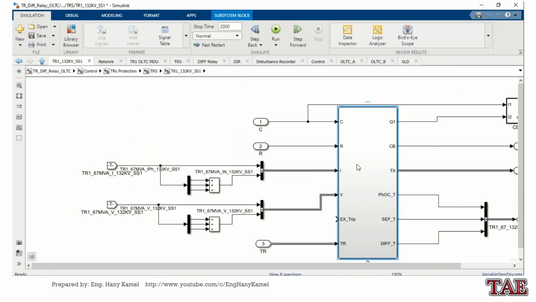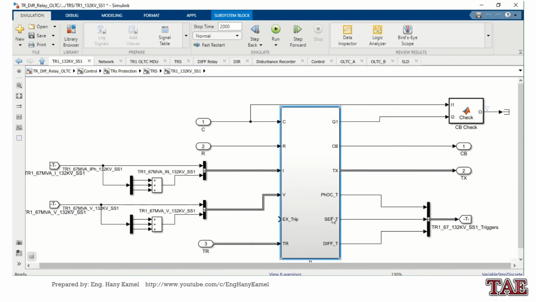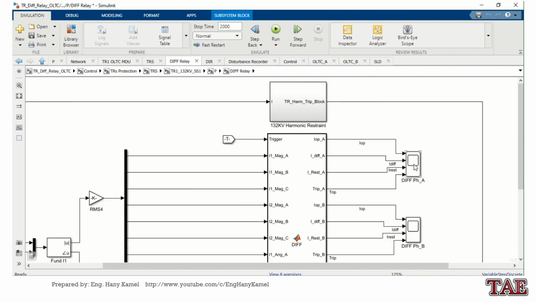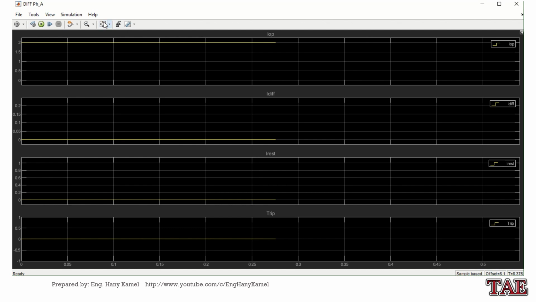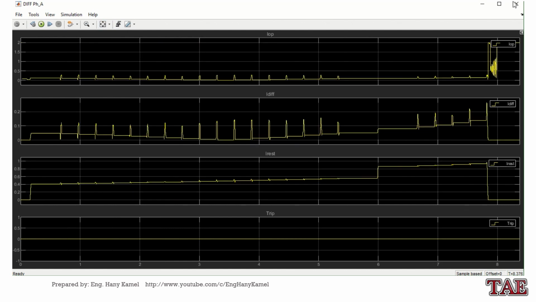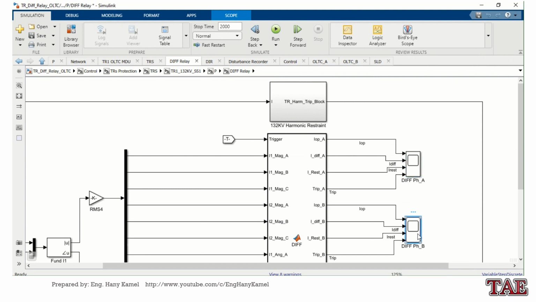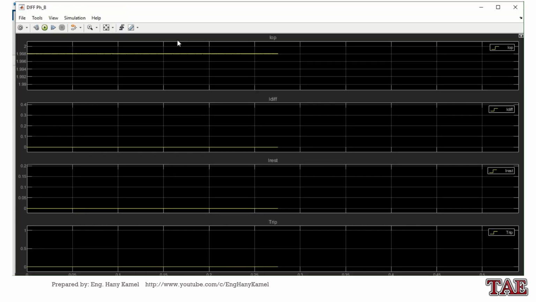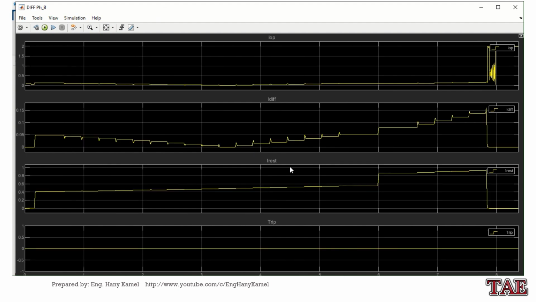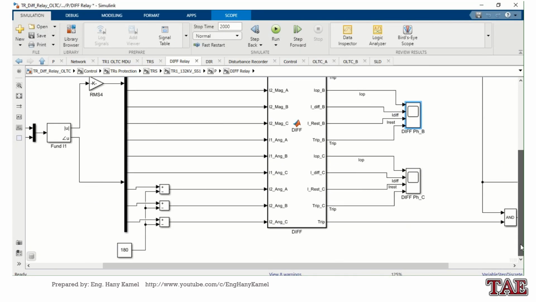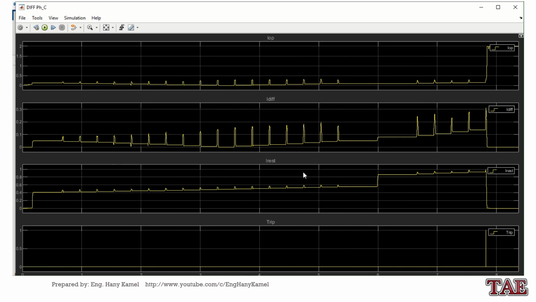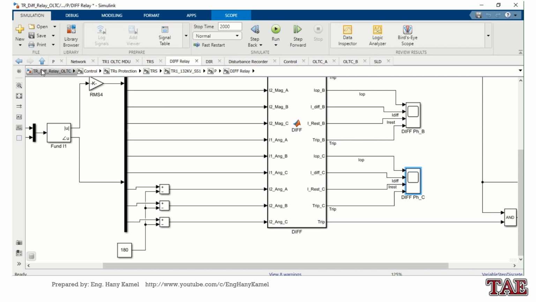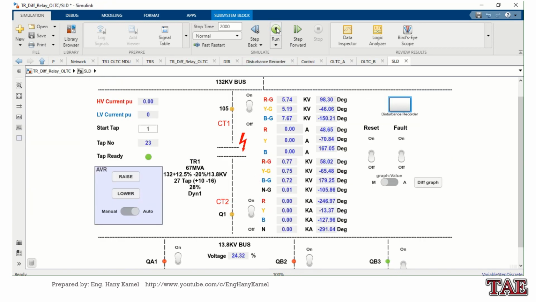I will go to the differential relay curve, or differential relay measurement. This is phase A. It didn't give trip. Phase B. No trip. Phase C. It already gave trip. So the differential for phase C operated.